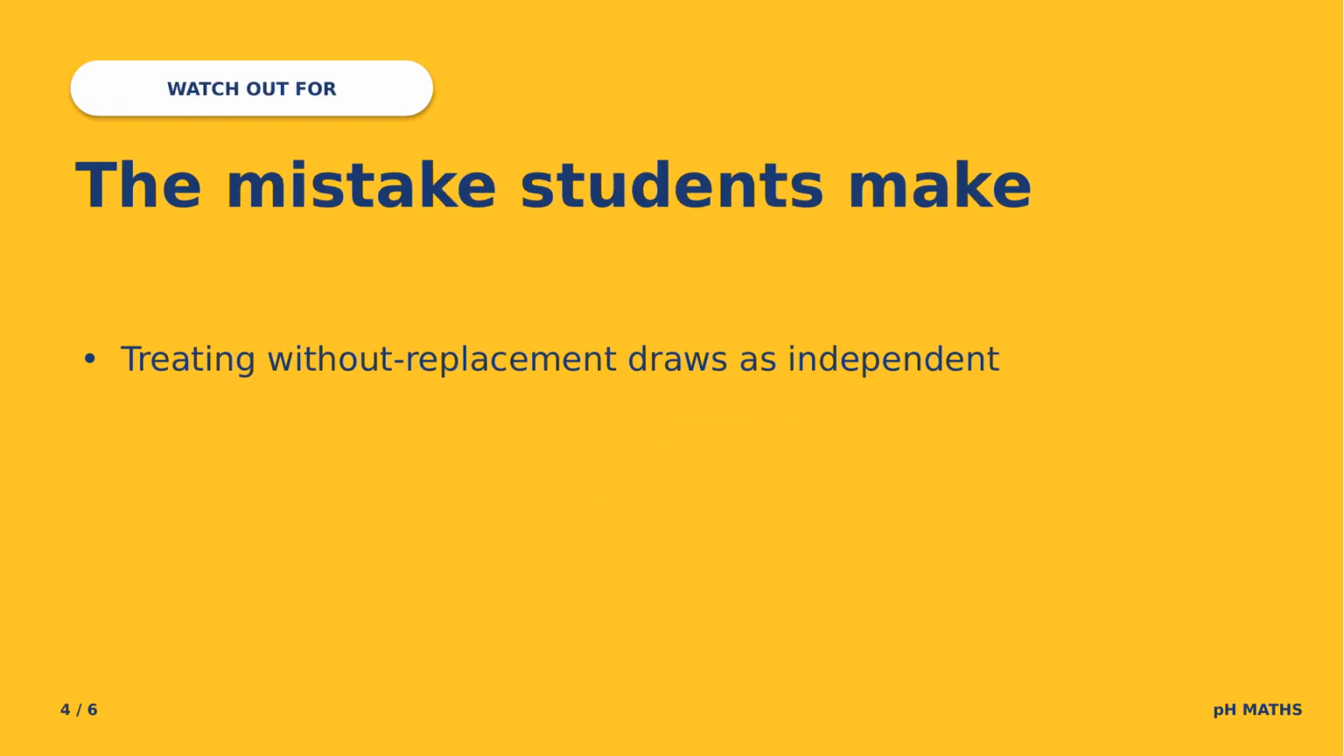Common mistake: treating without replacement draws as independent. Pick one card, don't put it back, pick another. The second probability has 51 cards in the denominator, not 52. And if the first card was a king, only 3 kings remain. Always check whether the second event depends on the first.